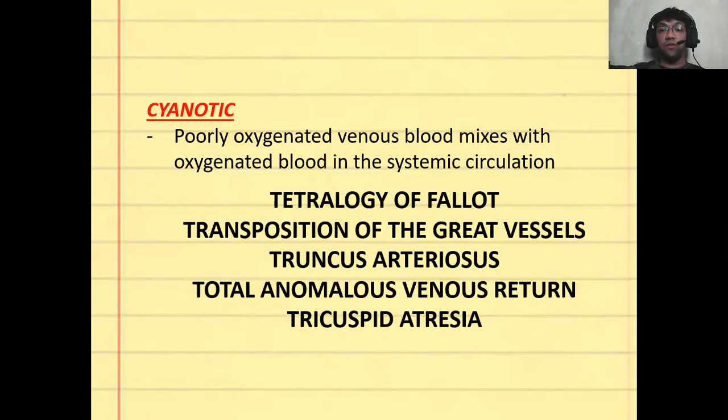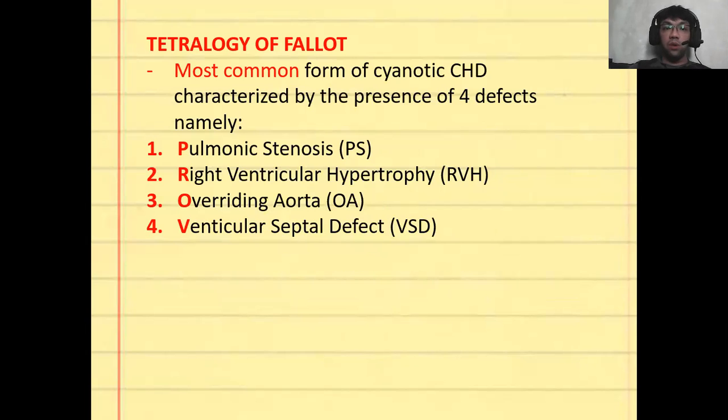We have Tetralogy of Fallot, transposition of the great arteries or great vessels, Truncus Arteriosus, total anomalous venous return, and Tricuspid Atresia. So, if you have heard of the term blue babies before, we are referring to this group of congenital heart defects, the cyanotic ones. So, we'll start out with the first one, Tetralogy of Fallot.